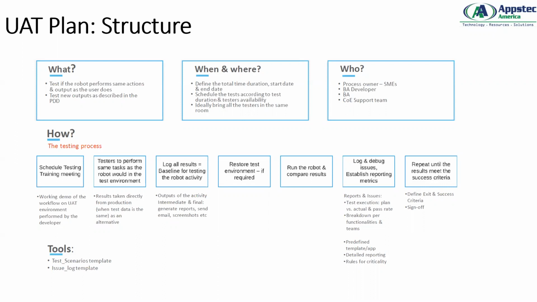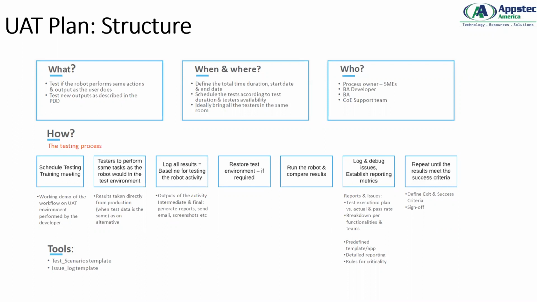So first you should know what you're going to do. You're going to test if the robot performs actions and outputs as the user does, and test new outputs as described in the PDD. When and where: we define the total time duration, the start date and end date of your UAT, with tests scheduled according to the test durations and tester availability. Ideally, bring all the testers into the same room, so whoever is going to test every phase of the bot, you keep them all together.